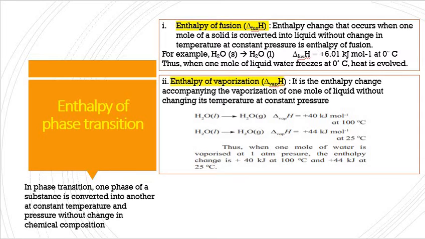Enthalpy of fusion is the enthalpy change that occurs when one mole of solid is converted into liquid without change in temperature at constant pressure. For example, when 1 mole of solid ice is melting at 0 degrees Celsius at 1 atmospheric pressure, the change in enthalpy is 6.01 kilojoule per mole, and the same amount of heat is absorbed by ice during melting.